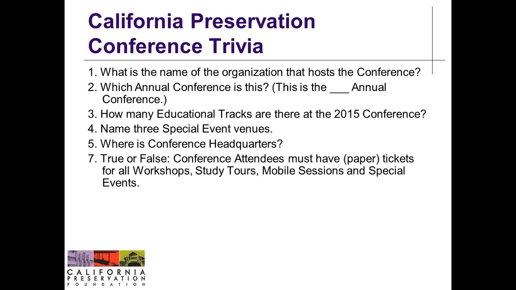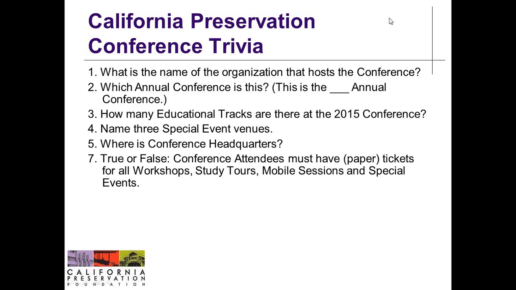And we always have a little conference trivia at the end of every session here. I'm going to unmute everyone. You're all unmuted now, so if you have questions, you could ask. But again, what is the name of the organization that hosts the conference? It's the California Preservation Foundation. We host it. We coordinate it with a number of partners. As I said earlier, we don't call it the California Preservation Conference. It's the California Preservation Conference.